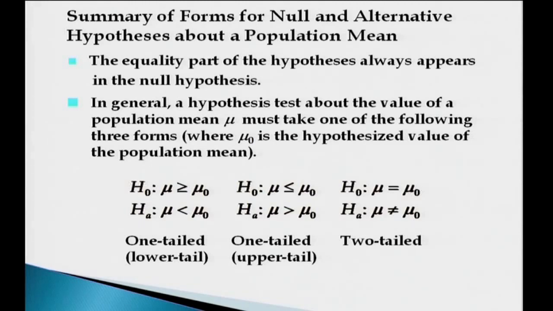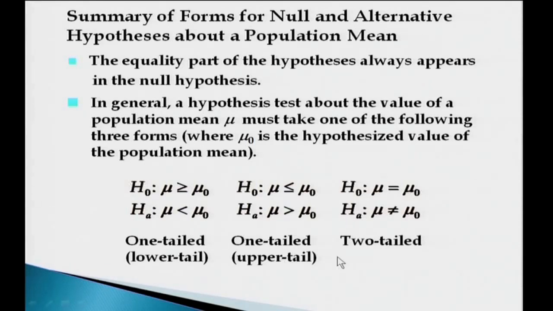We can have a summary of how we have tried to define null and alternative hypothesis. Like we were discussing, the equality part will always come under the null hypothesis. In all the three hypotheses we have here, the equality part is there in the null hypothesis, and the inequality part without equality, that is completely less than, greater than, or not equal to, will come under the alternative hypothesis.